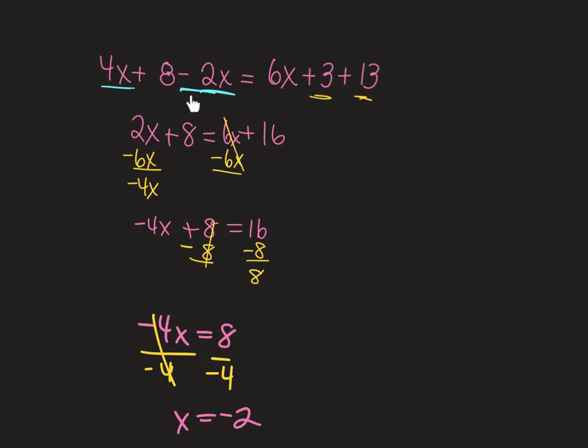So let's go back. We combine like terms on the left to get 2x. We combine like terms on the right to get 16. Now I'm ready to sing the song. I subtract 6x from each side. I subtracted 8 from each side. I divided by negative 4 from each side. X is negative 2.